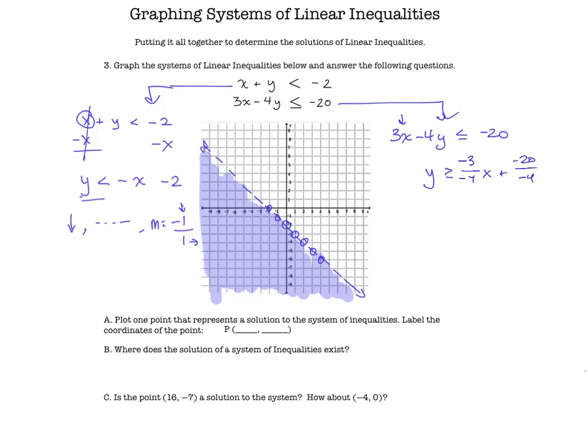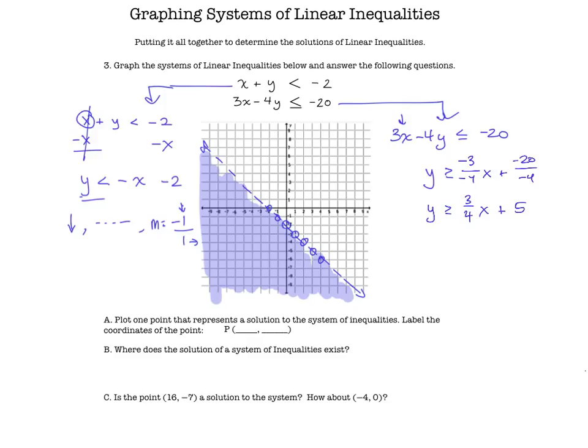And then from there, you just go ahead and simplify. So this is y is greater than or equal to. Negative over negative makes that positive 3/4 x. Negative over negative makes that positive 5, okay? So I've got this equation, y is greater than or equal to 3/4 x plus 5.